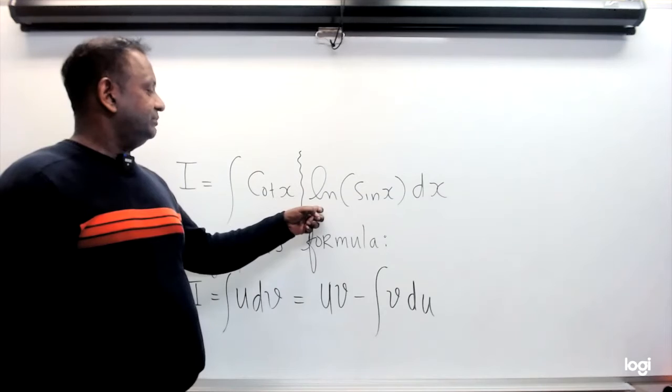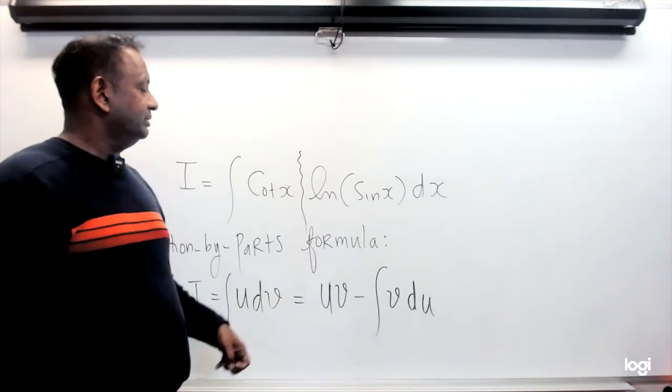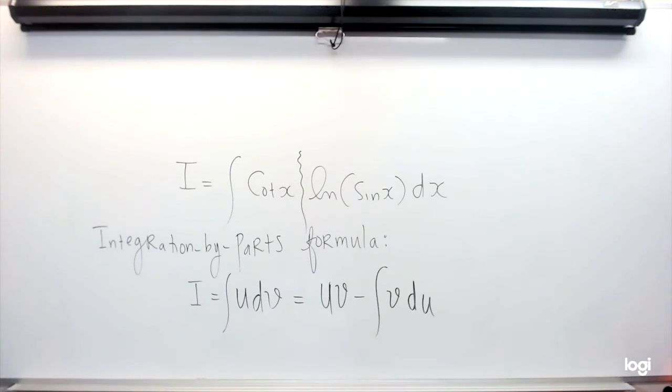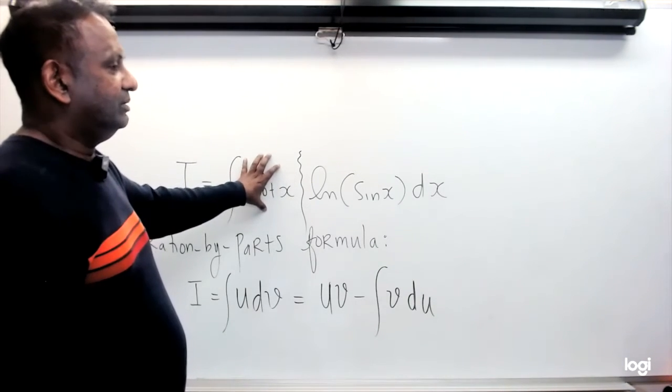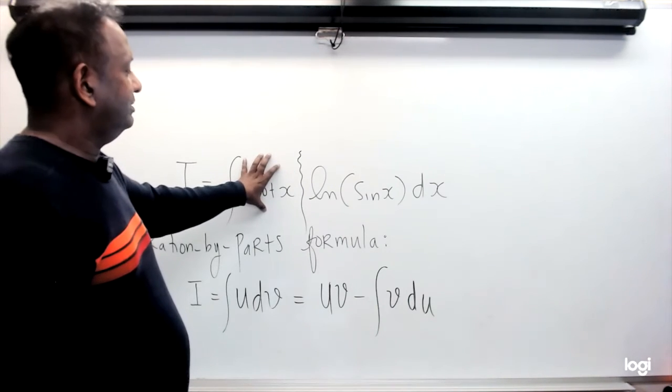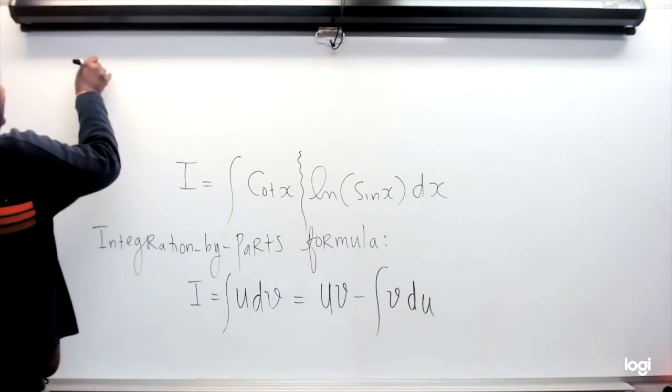Once you differentiate this one, what does it become? 1 over sin x times cos x, which eventually becomes cot x. This one, cot x, if you take the derivative, what do you get? Negative cosecant squared x. On the other hand, if you take the integral of cot x, how do you do that? Can you remember? I'm going to talk about that one separately here.